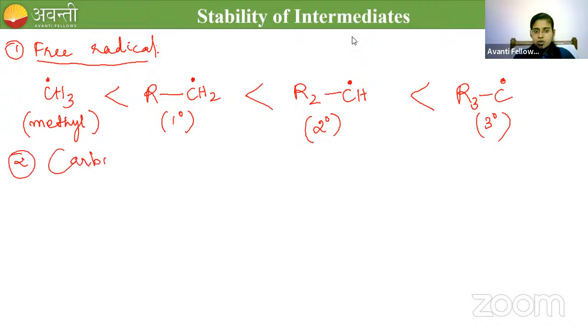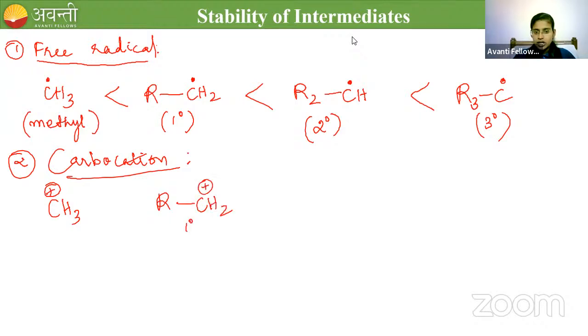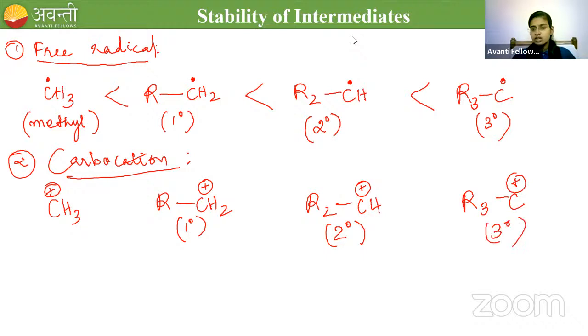Second, we have discussed carbocation. In the same way, we have discussed CH3 plus, methyl carbocation. If I replace the hydrogen, I will get RCH2 plus, which is called primary carbocation. R2CH plus is called secondary carbocation, and R3C plus is called tertiary carbocation. Now, which one is more stable? Again, tertiary carbocation is more stable, then secondary, then primary, then methyl. Clear? So free radical and carbocation follow the same stability order.